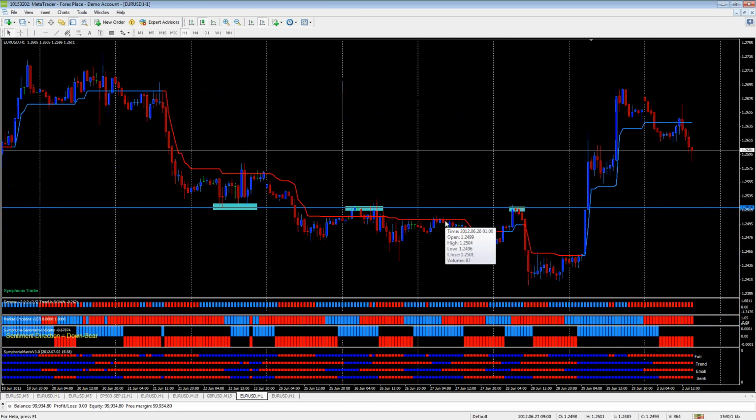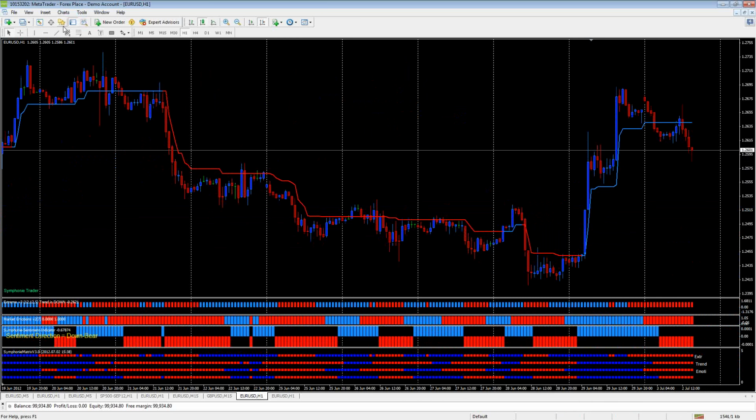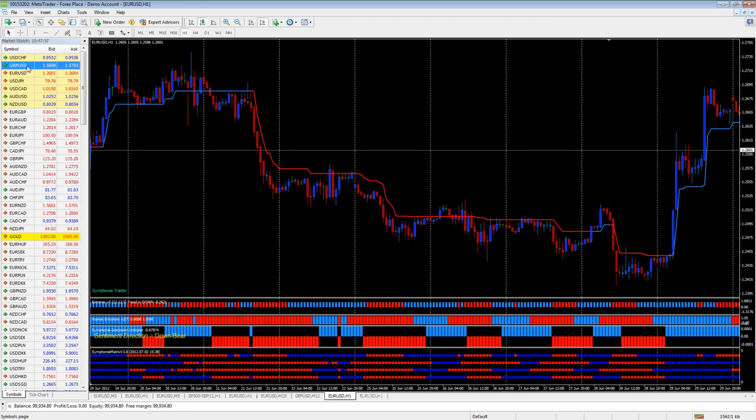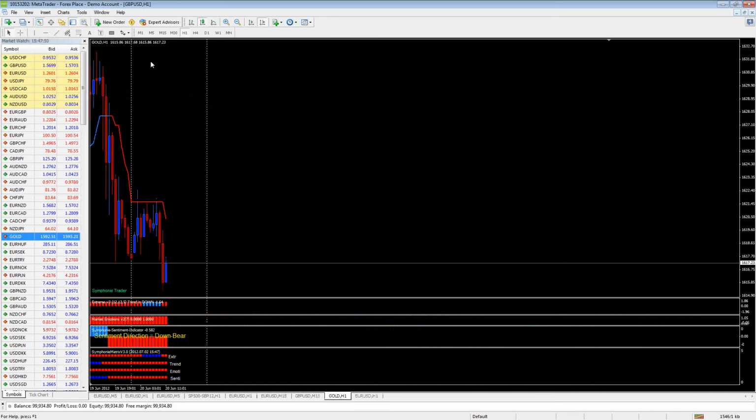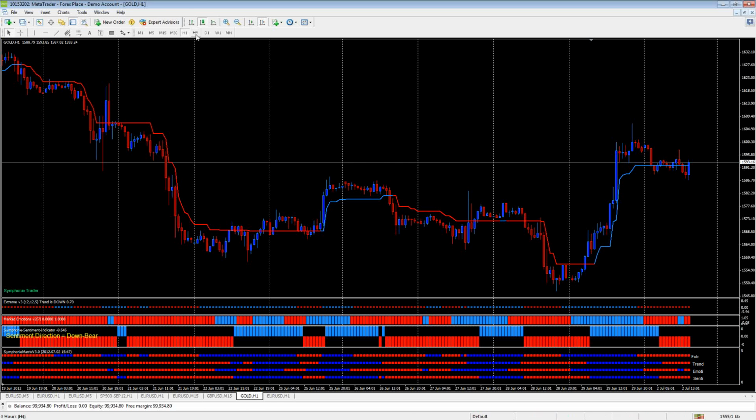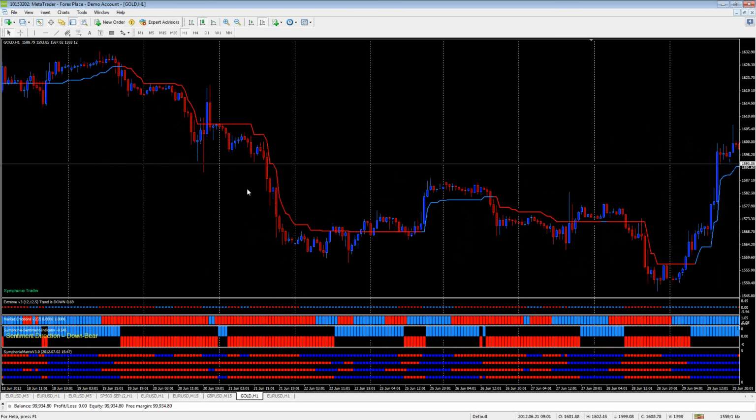So this is the Symphony trading strategy. Obviously you can apply it to most currency pairs, the pound dollar and the dollar yen and the dollar Swiss and all these majors and minors. And if you trade commodities or indices, you can always check the system for other trading instruments. For example, with the gold, you can see that it also works nicely.